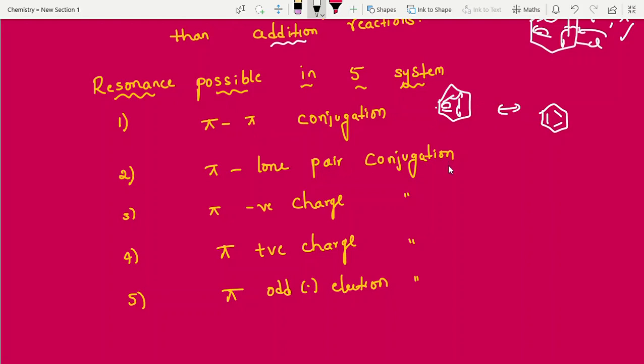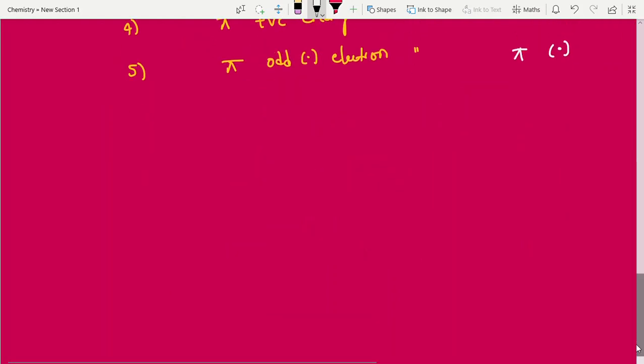Pi lone pair. I will show each and every example. What is a lone pair, students? If a pi lone pair is there, that also shows conjugation. Pi negative charge also shows conjugation. Pi positive charge also shows conjugation. Pi odd electron is nothing but a free radical. In all these conditions, it can definitely show resonance. Pi conjugation I have already shown with the benzene example. Next, I am showing the pi lone pair combination here, students.